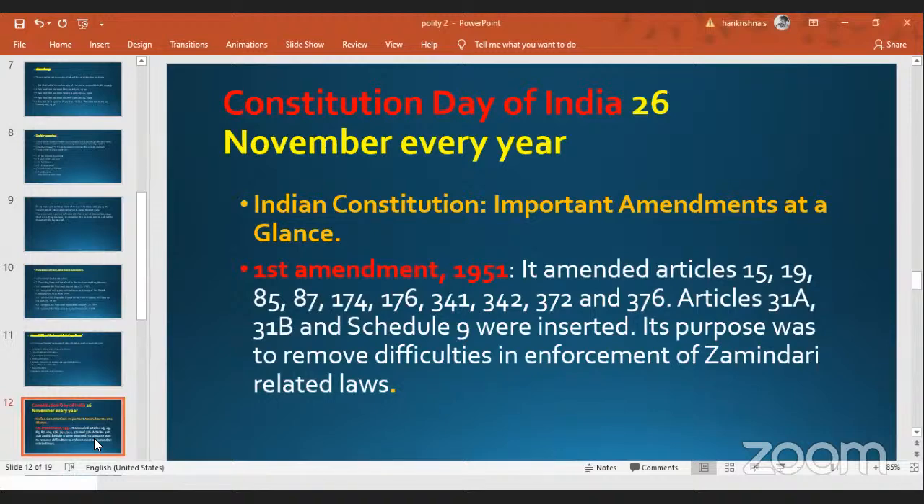Then the Indian Constitution and its important amendments. Hereafter, we are going to see the various amendments of the Indian Constitution and the various articles included. The first amendment is 1951. It amended articles 15, 19, 85, 87, and others.